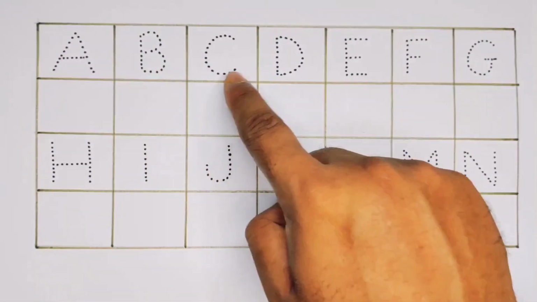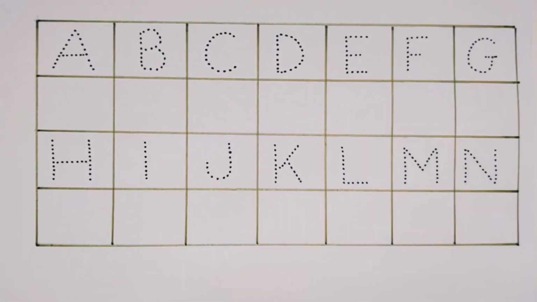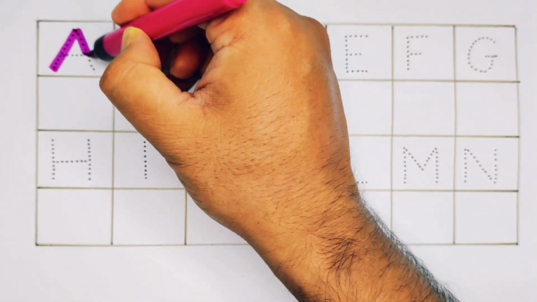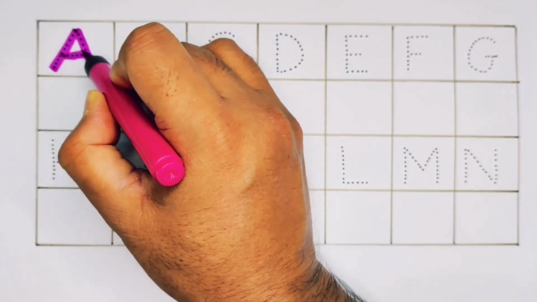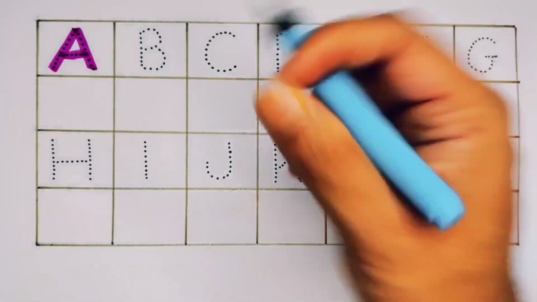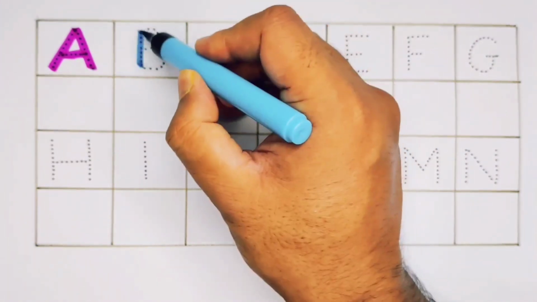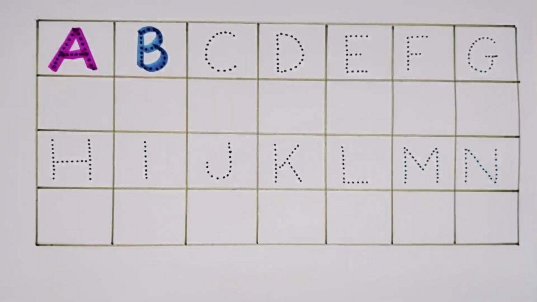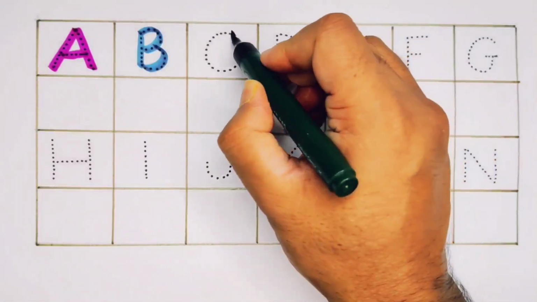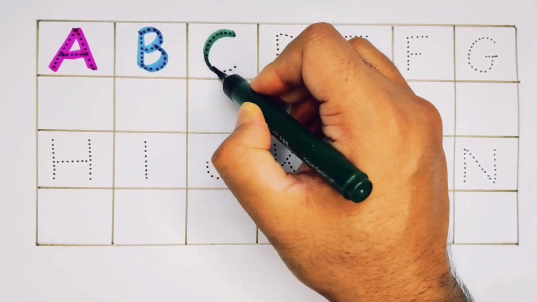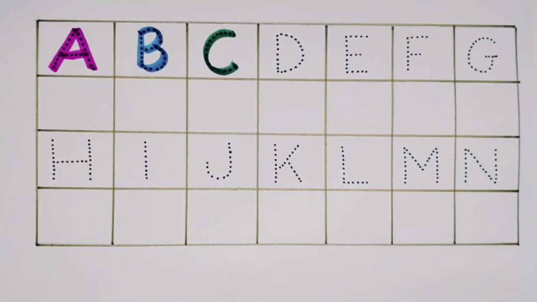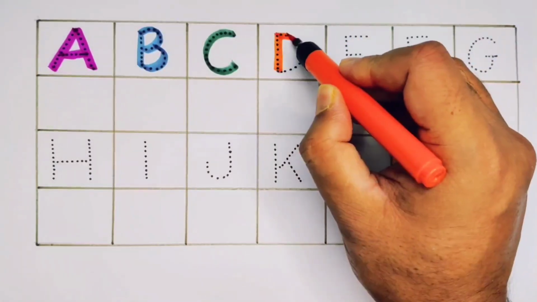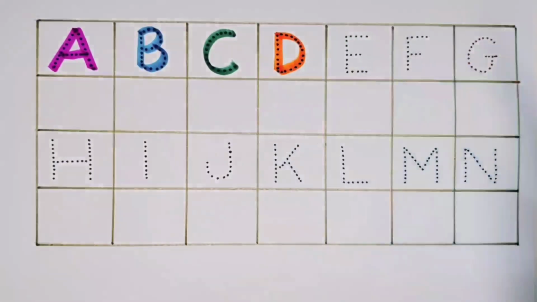Now let's learn the alphabet. A, B, C, D. A for apple. B. B for ball. C. C for cat. D. D for dog.